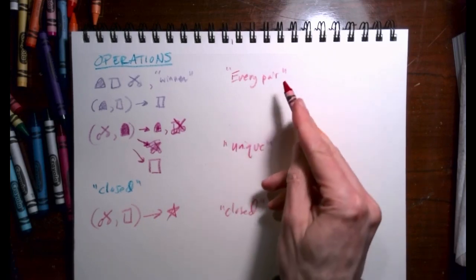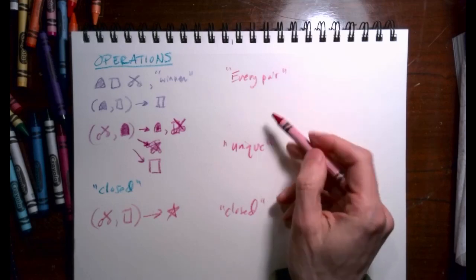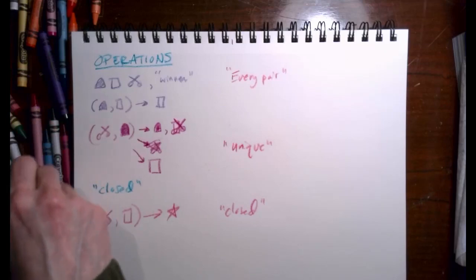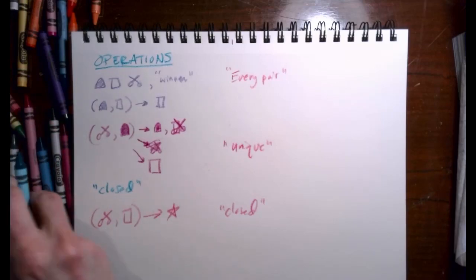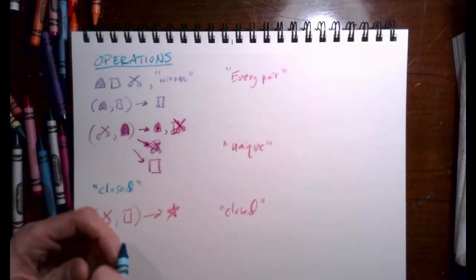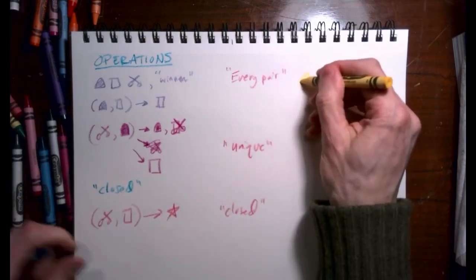So let's think of some examples that are like yes and no for these operations, right? So we talked about mixing colors before. So let's say we had yellow, red, and blue.